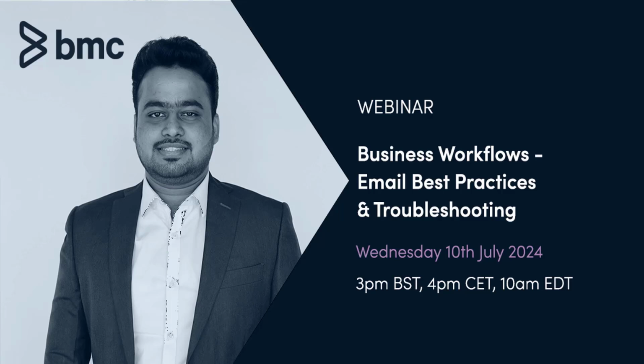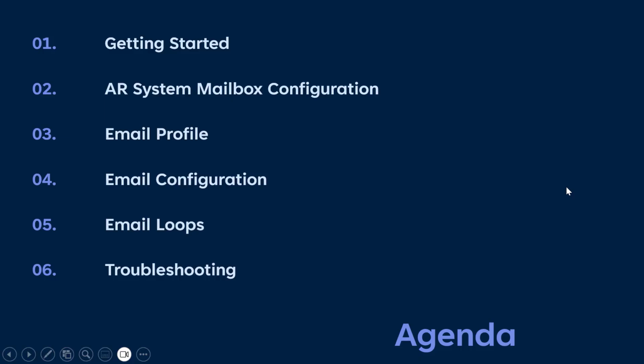Today's webinar topic is Email Best Practices and Troubleshooting in BMC Helix Business Workflows. The agenda of today's session is AR system mailbox configuration in AR system. After that we will see email profile in Innovation Studio. And then after that we will see email configuration in Business Workflow, email loops and troubleshooting.